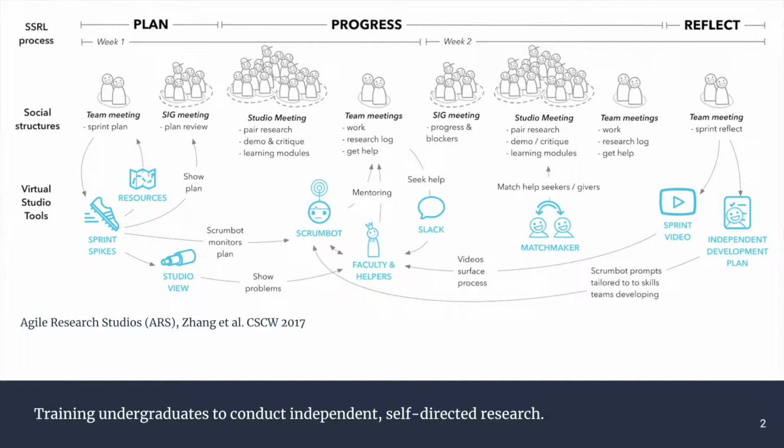It's a socio-technical system that supports research communities of practice by integrating multiple processes, including planning, progressing, and reflecting, social structures, including dedicated team or special interest group meetings, and also broader studio meetings across the entire community to support its community members. ARS allows a single faculty member to mentor 20 or more students in conducting independent self-directed research.